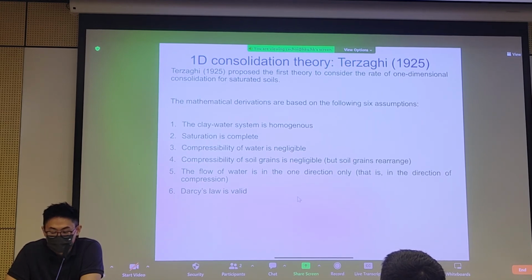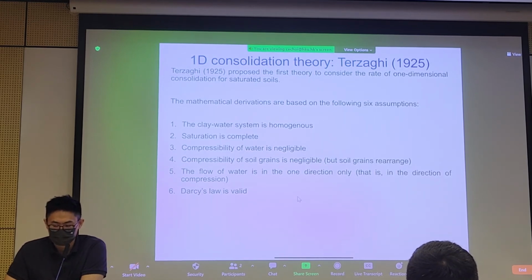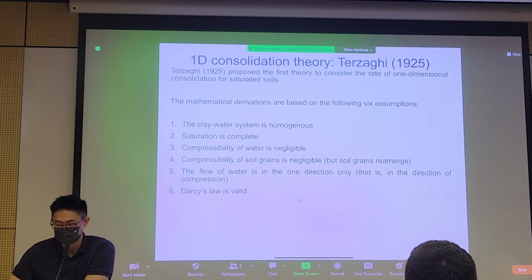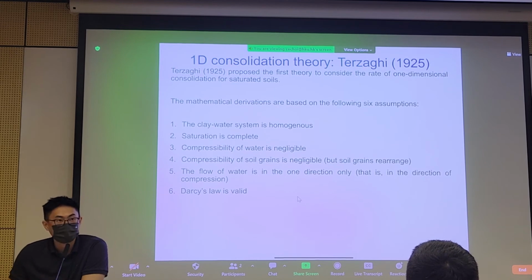Last but not least, we have to assume that Darcy's law is valid, and Darcy's law describes the flow of fluid in a granular material, right? You'll see later on in the derivation we have a very explicit step for Darcy's law. And so these are the 6 primary assumptions. Am I going to ask you to list them? Probably not, but am I going to ask you to derive this? No, but let's just go through this so we have a better appreciation of Terzaghi's 1D theory, and then when you do questions, you at least know what the limitations of the theory are, right?